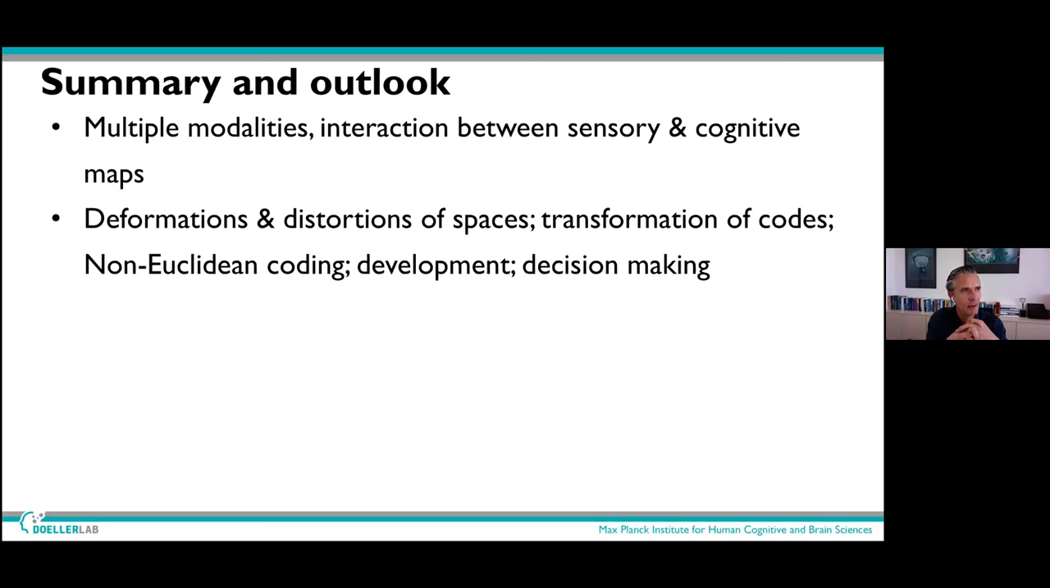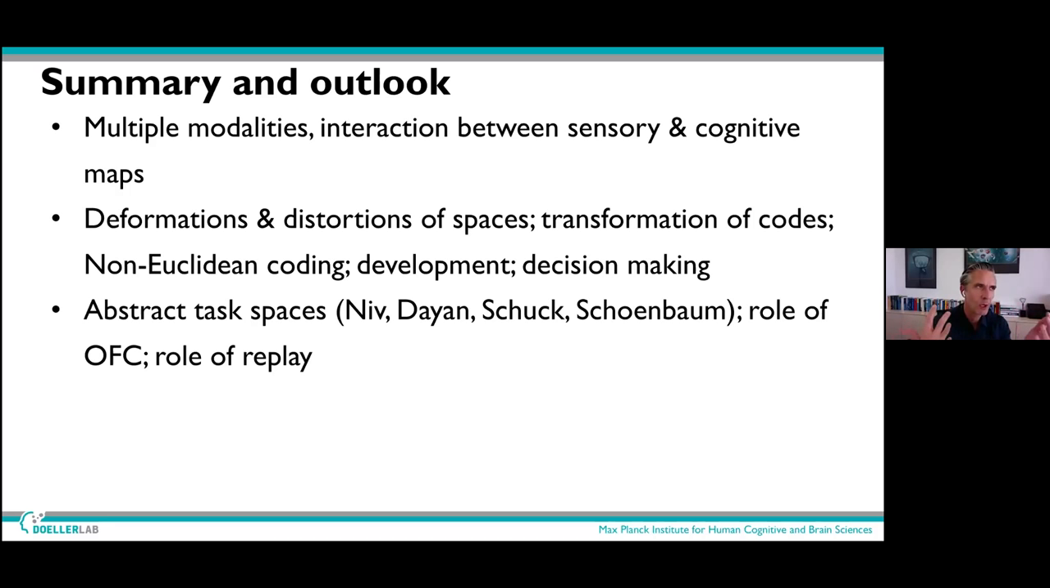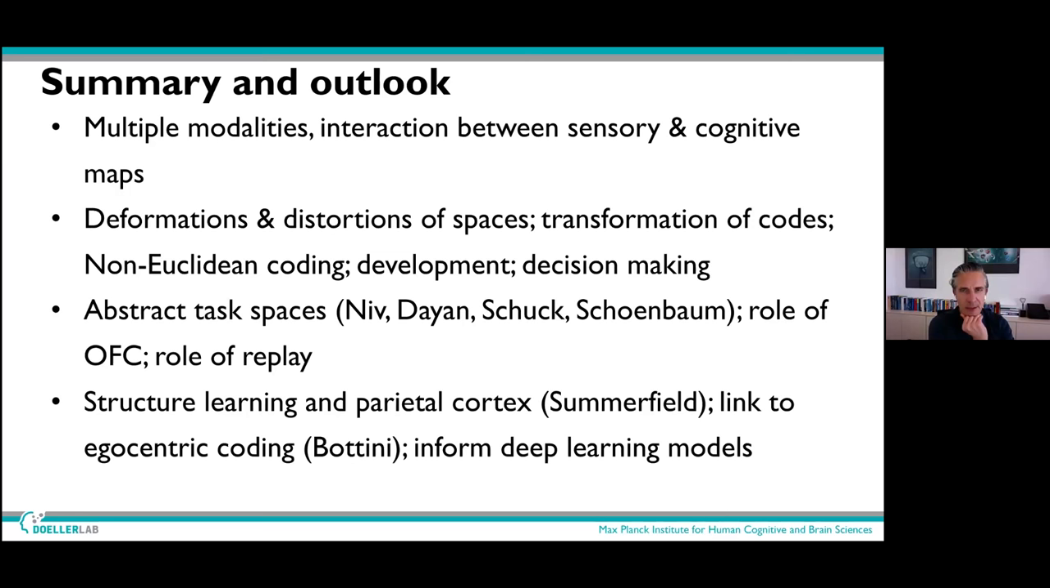And if I had had more time, that's why I had to skip some slides, I would have loved to present a study where we present deformed environments, trapezoid environments, in virtual reality navigation, and look at how that affects memory performance. We see similar deformations and distortions like in the rodent recordings from entorhinal cortex. And of course, it's interesting to relate that to other abstract task spaces, which people, for instance, associate with medial prefrontal regions and other structures like parietal cortex.